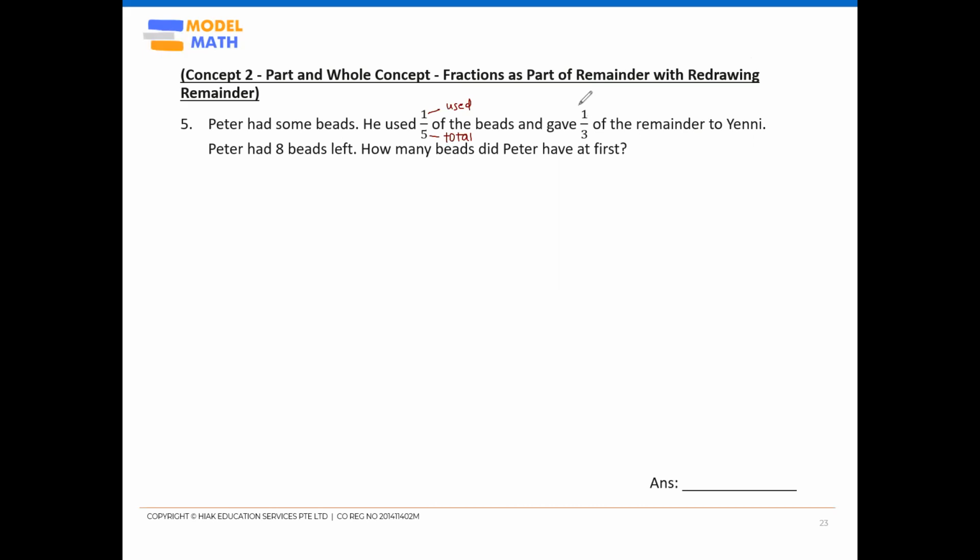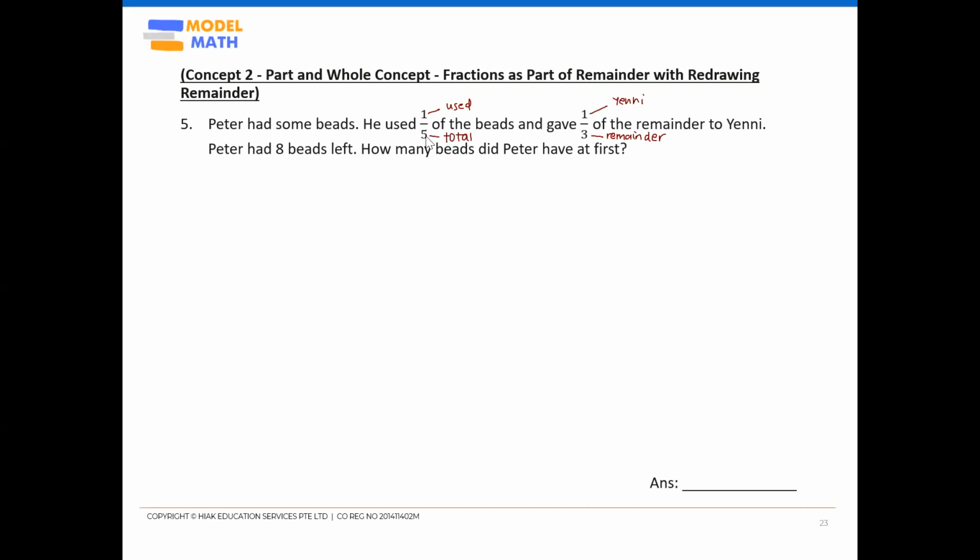Moving on. Gave 1/3 of the remainder to Yenni. So 1 unit is given to Yenni. What about the 3? He gave 1/3 of the remainder, not of the beads. It's different from this one. This is of the remainder, so 3 units represents the remainder beads. And what does this remainder mean? It means that after he used the 1/5, whatever is left is called the remainder.